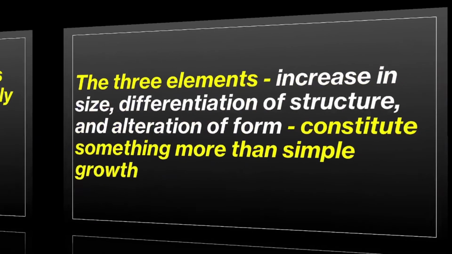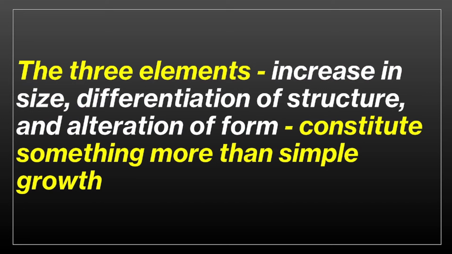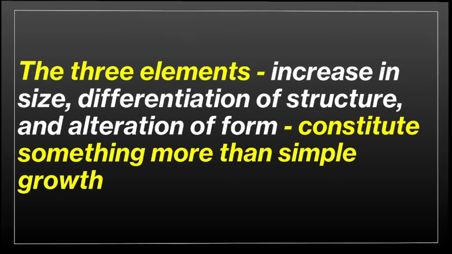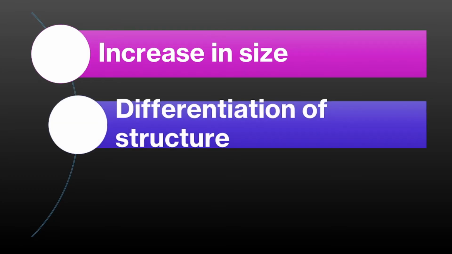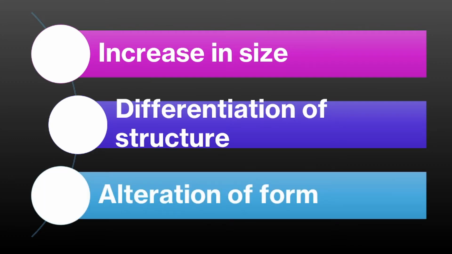Third principle says that the three elements, increase in size, differentiation of structure, and alteration of form, constitute something more than simple growth. Growth is not just about getting bigger. It involves three key elements. 1. Increase in size refers to the physical growth of the body. 2. Differentiation of structure involves the development of specialized functions and features in the body. 3. Alteration of form includes changes in shape and function that occur over time, such as the development of motor skills and cognitive abilities.